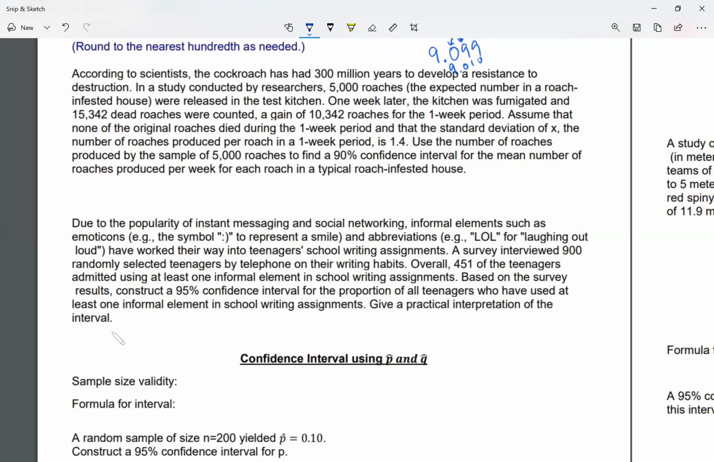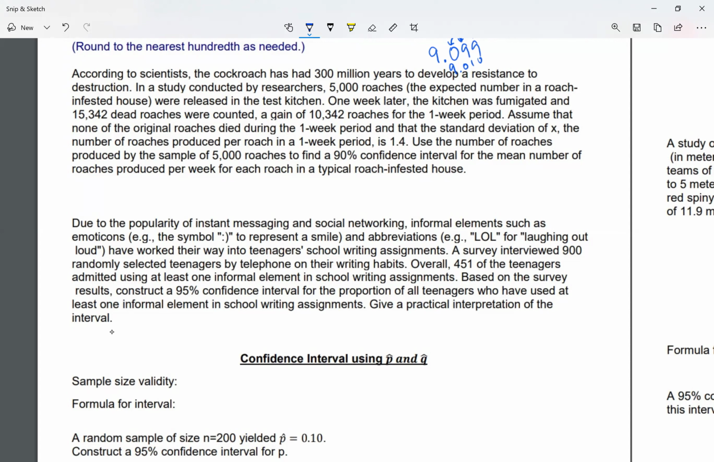One week later, the kitchen was fumigated and there were 15,342. Remember, we put in 5,000, but now there are 15,342. That means that they gained 10,342 roaches for the 1 week period. Wow. So more than double in a week. Now assume that none of the original roaches died during the 1 week period, and the standard deviation of X, the number of roaches produced per roach in a week period, is 1.4.